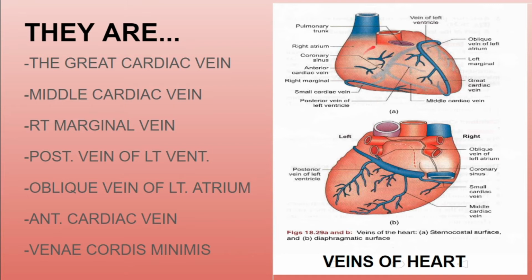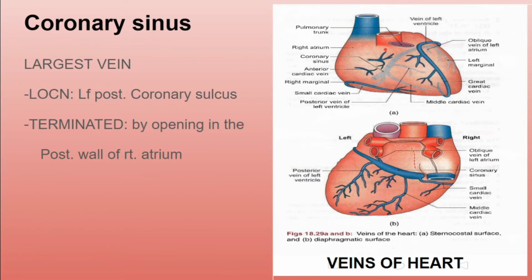Now the anterior cardiac veins, these are 3 to 4 veins in the right ventricle, and the venae cordis minimae, also called the Thebesian veins, which are present in almost all 4 chambers of the heart and open directly into the cavity of the heart. Okay, this was the overall view of the veins.